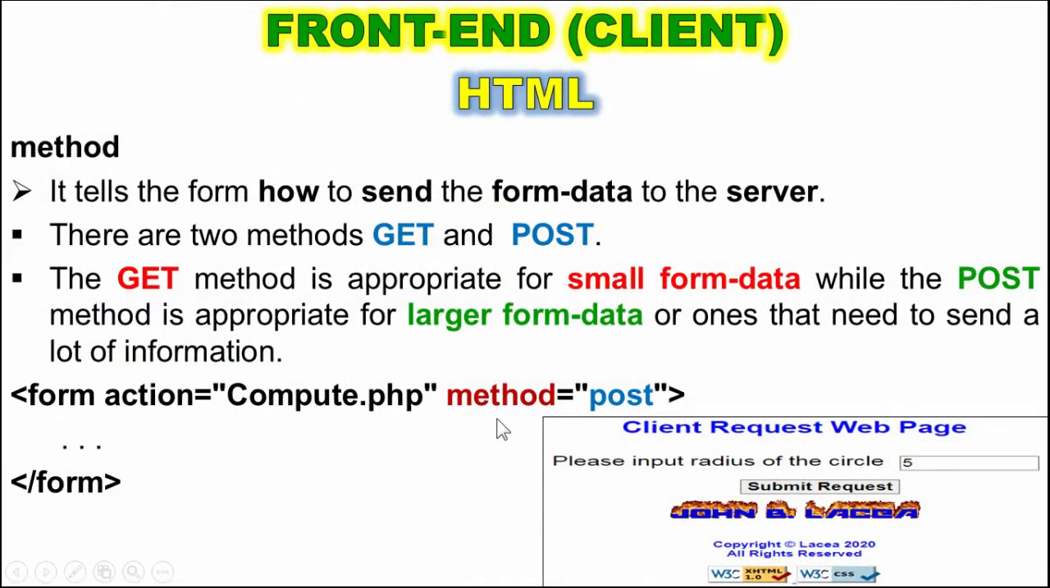On the form tag, the attribute method tells the form how to send the form data to the server. There are two methods, get and post. The get method is appropriate for small form data, while the post method is appropriate for larger form data, or ones that need to send a lot of information.